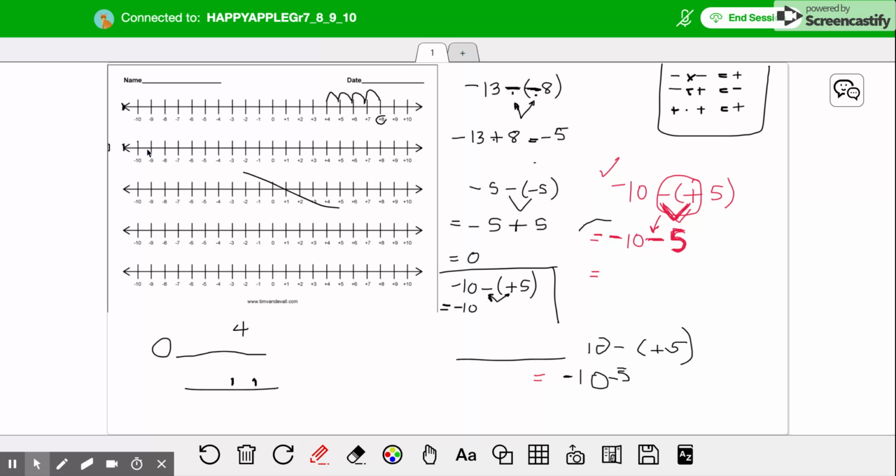Okay, but we're looking at this line right here. Once we got rid of the two signs, then we can do the question. So we've got negative 10 minus 5. So you're going to negative 10 on the number line. And then you're going in minus 5.